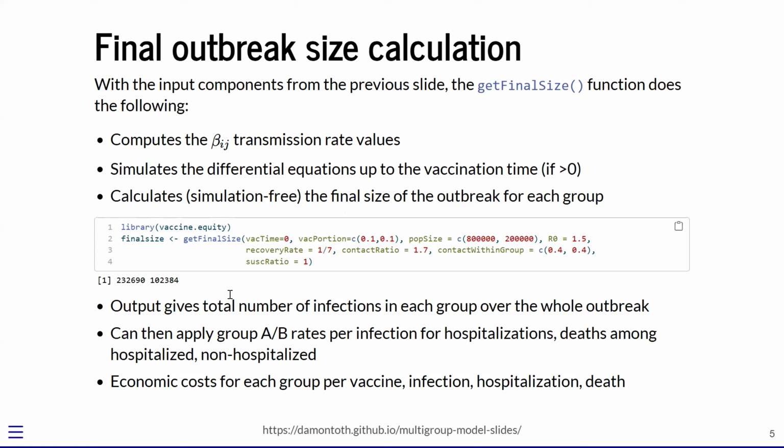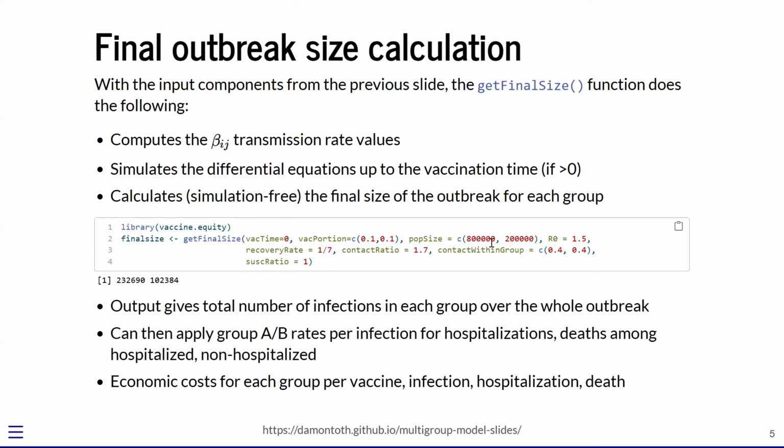And if you're familiar with R code, this is how you would use it. We've got this vaccine.equity R package on GitHub that you can import into your library and then just call the function like this. It takes all those inputs I showed on the previous slide. In this version, the vaccination time is at time 0, so everyone gets vaccinated in anticipation of the outbreak. In this version, 10% of each population, A and B, is vaccinated.